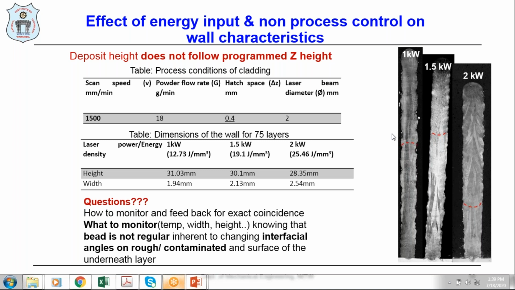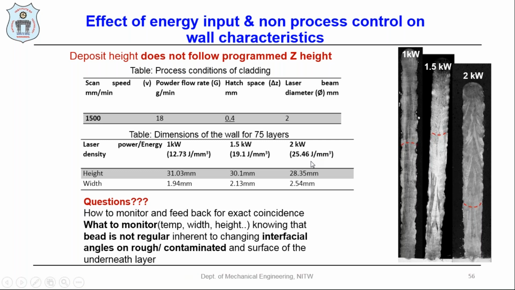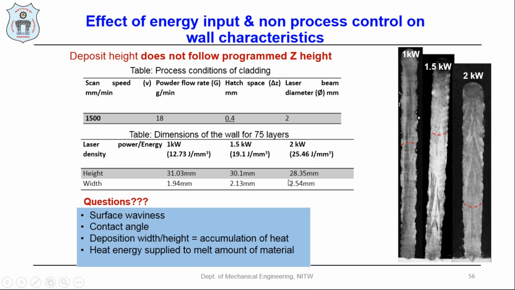The mechanical properties are poor with this type of solidification profile, because it affects the bonding strength between the successive layers. To monitor this, we need feedback systems to track the geometrical dimensions and this profile, which can be monitored through temperature, width and height. The bead is not regular, which makes the interfacial angles challenging on rough or contaminated surfaces underneath the successive layers. That can be controlled only with feedback on the surface waviness, contact angle, deposition width or accumulation of heat. If you have this feedback system to analyze these things, then we can go for online monitoring and produce very good successive components.